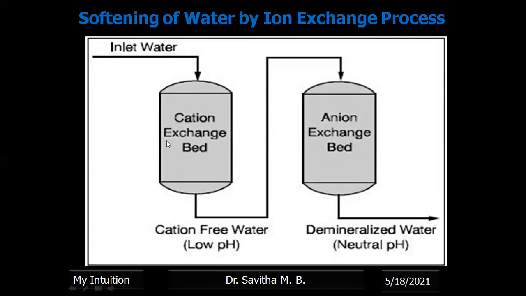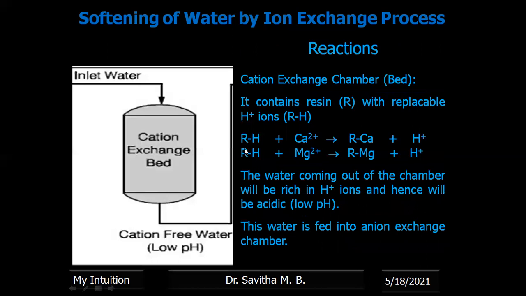There is a cation exchange bed and an anion exchange bed. Let me explain them individually. Now, the cation exchange bed. This chamber contains the resin which has replaceable H plus ions. Now you let in the water, which is hard water. Hard water will contain calcium ions and magnesium ions as cations, and sulfate or chloride ions as anions.